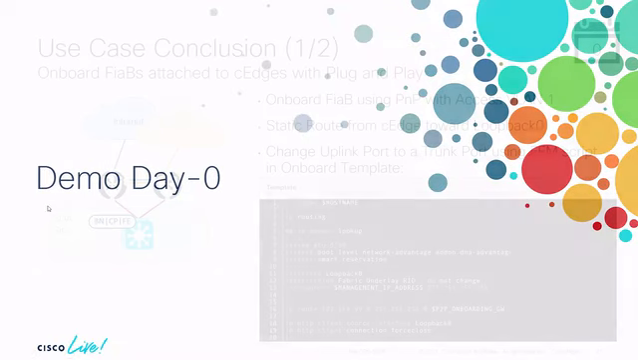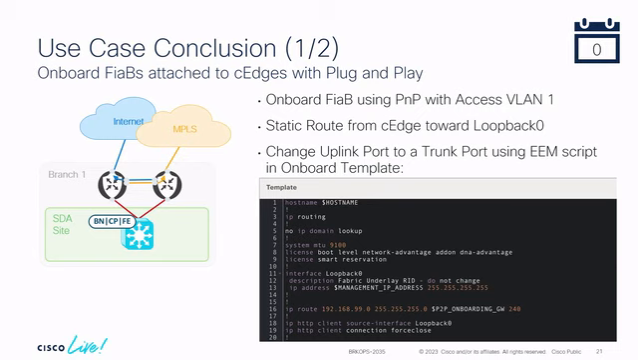So let's go back to the presentation. For the conclusion, I was using plug and play with Access VLAN 1. It needs to have a static route on the C edge itself, which points towards the loopback 0, because initially we do not have any routing protocol up and running on the switch itself, and I was using the event manager script to reconfigure the uplink port to get the trunk port and added the IP interface to it.